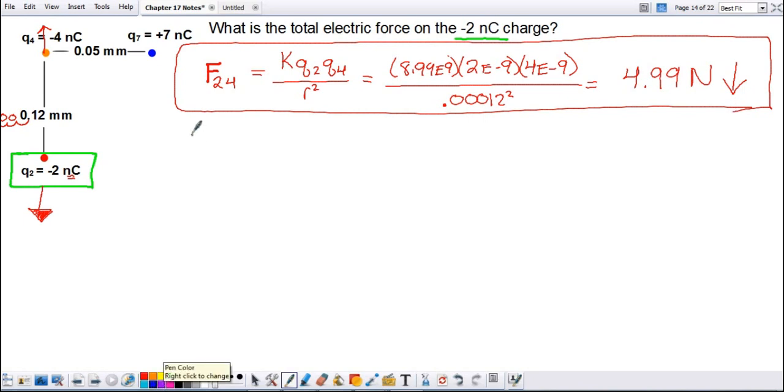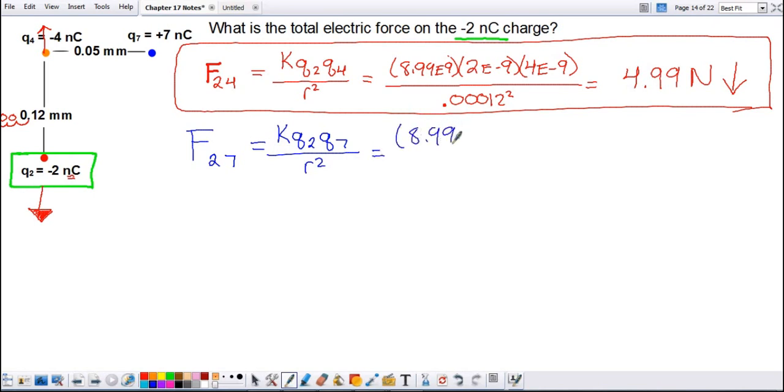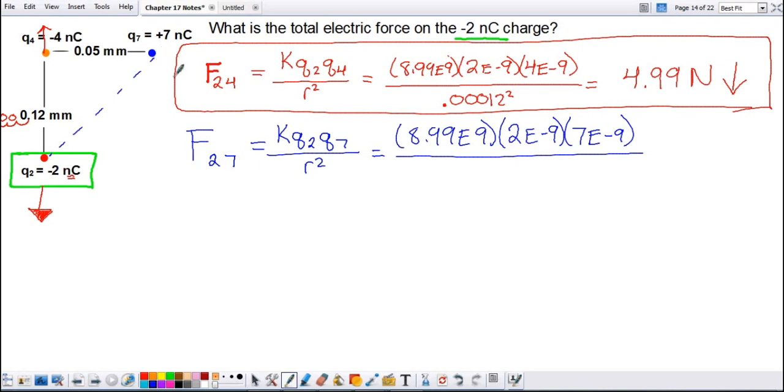Next, we're going to find the force on charge 2 by charge 7. Again, Coulomb's constant times the first charge, which is charge 2, times the second charge, which is charge 7, divided by the distance between the two squared. Start substituting in: Coulomb's constant times 2 times 10 to the -9th times 7 times 10 to the -9th divided by, and now we have to be a little careful. We need the distance between the two. Well, that is this distance, which is not labeled.